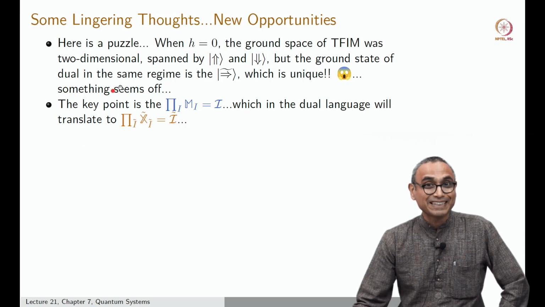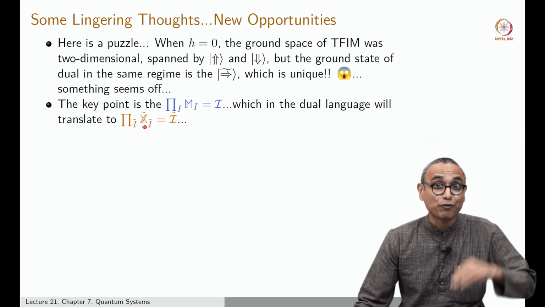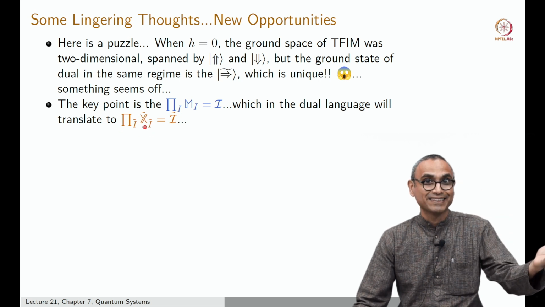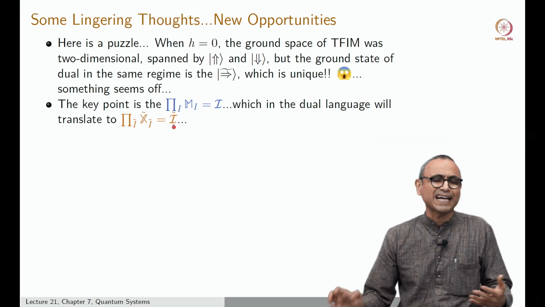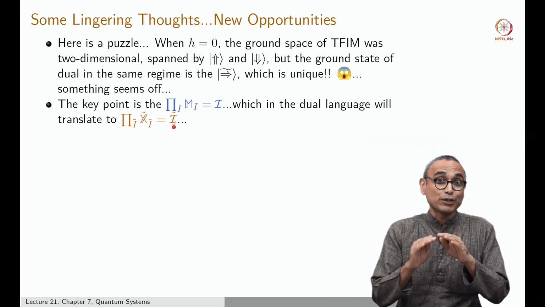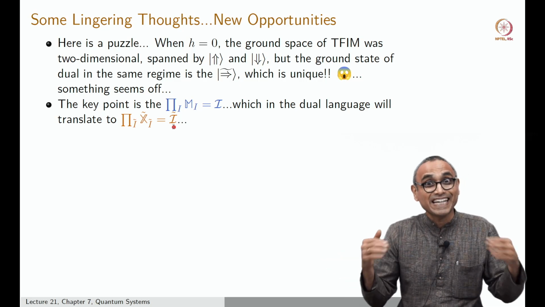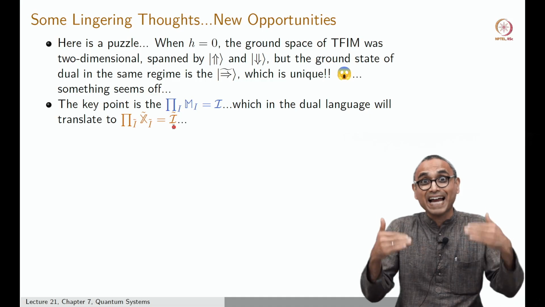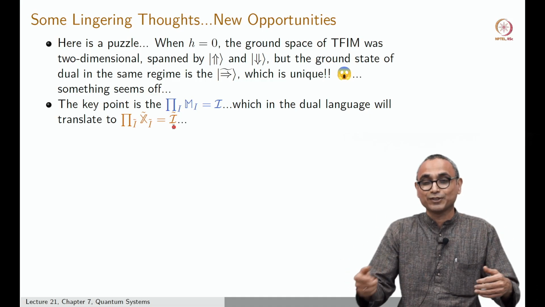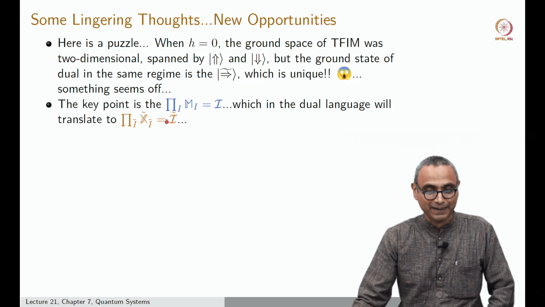Okay, so this is the story. But what does that mean? That means this is the flip operator in the dual space. So you are saying that the flip operator is identity. What does that mean? That means that you have to construct a subspace of the dual space in which the flip operation acts as identity. So this is called the identity representation of the flip symmetry.